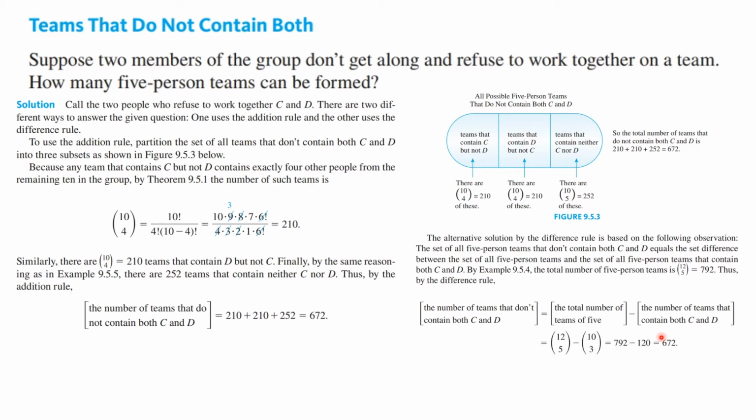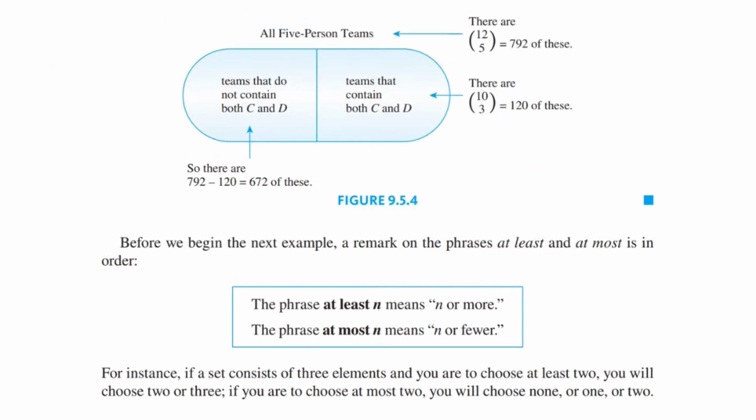And this just says what I did. So we have this number minus this number, and that's again equal to 672. And this is showing that yet again.